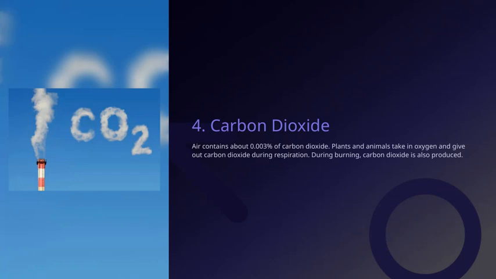Let's talk about carbon dioxide. Air contains about 0.003% of this gas, which might seem like a very small amount, but it's actually quite important. Both plants and animals play a role here. During respiration, animals and humans take in oxygen and release carbon dioxide as a waste product. This process is essential for maintaining the balance of gases in the atmosphere.